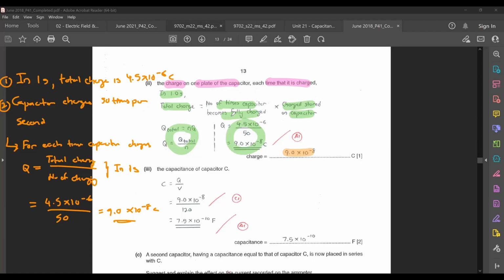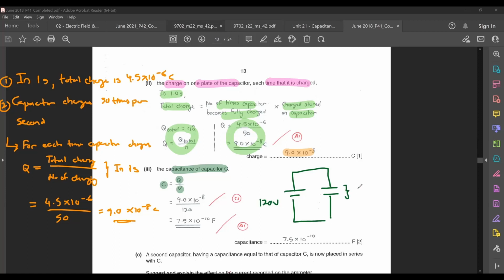Okay, so here, if you're okay with that, next one is find out the capacitance of the capacitor C itself. You already find out the charge stored on one plate of the capacitor. You also know the PD, because if you recall, the diagram actually looked like this. This one was switched at position X. This one was your capacitor. This one was 120 volts.